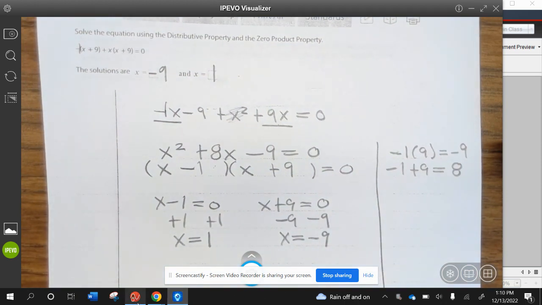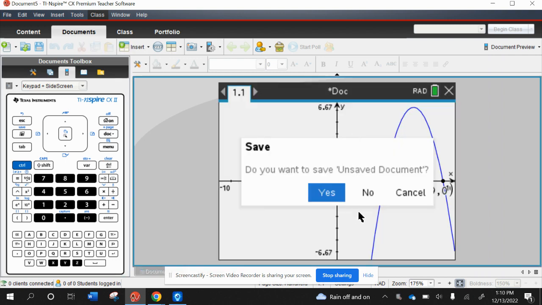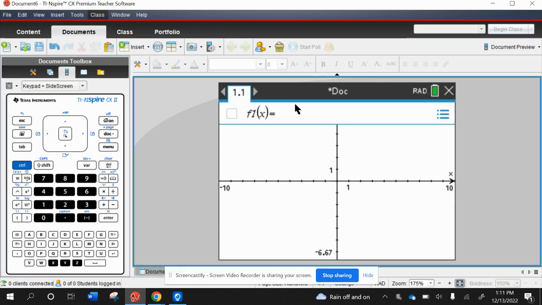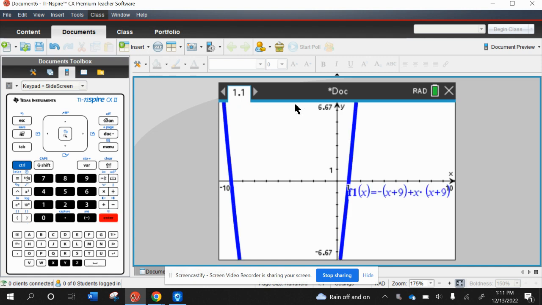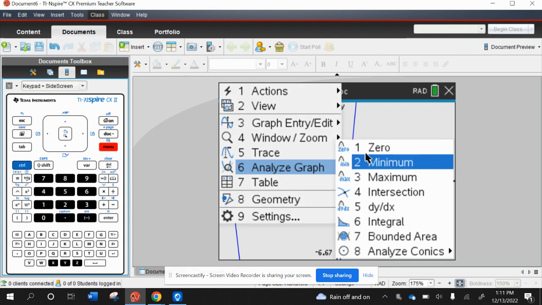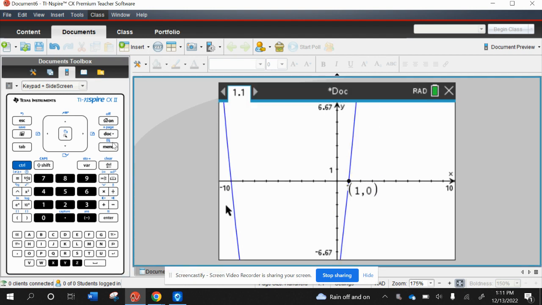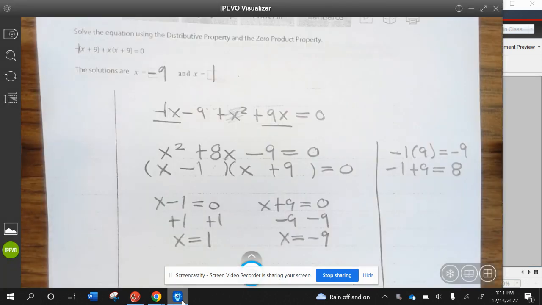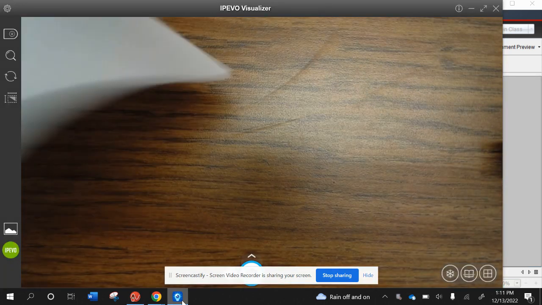All right, and we're going to go ahead and graph this to check. So new document, no, add graph, negative parentheses x plus 9 plus x times parentheses x plus 9. And then I'm going to delete the equation, get that out of the way. Menu, analyze graph, 0, click, drag. And that verifies our answers are correct. All right, let's take a look at the next example.